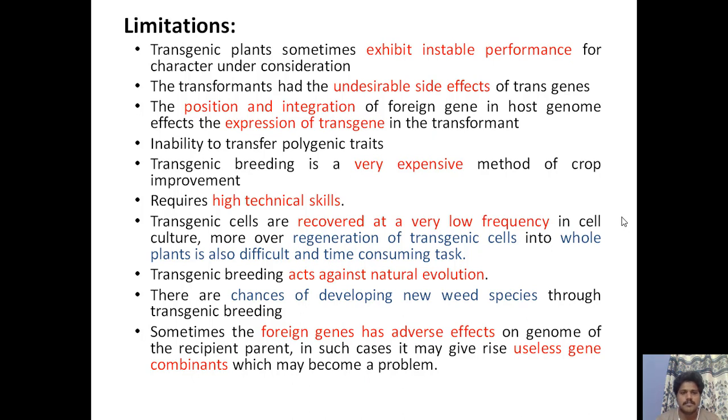These are contradictory terms. Then there are chances for development of new weed species through transgenic breeding. Say, for example, we are trying to produce a herbicide-resistant kind of crop. Then periodically we are doing these herbicide sprays, and then some of the weeds evolve themselves and they become very noxious. And then you have very new weed species into this world, which cannot be controlled with herbicides either.